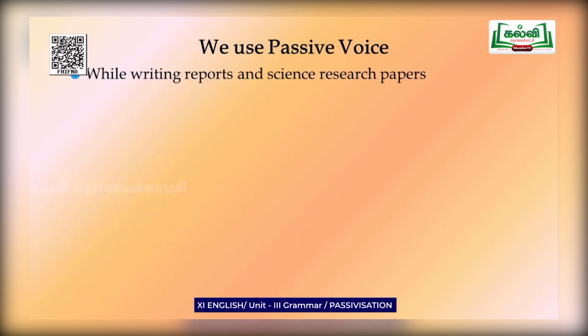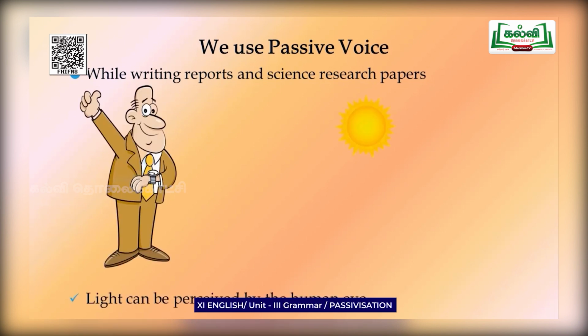We use passive voice while writing reports or science research papers. Here, reports refer to reports in general. "Light can be perceived by the human eye." In this sentence, the agent is given. But our preference is on light. So, we can use passive voice.